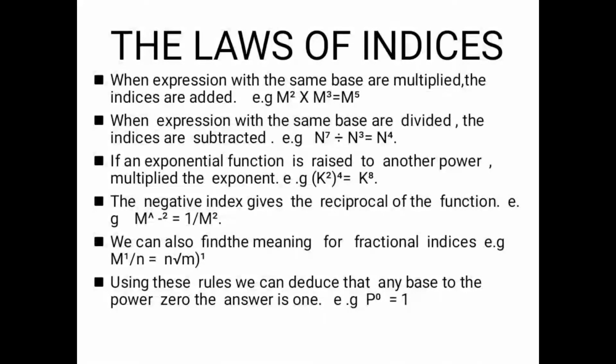The third law of indices. If an exponential expression is raised to another power, multiply the exponents. What does this statement mean? If the question is 2 to the power 2, in brackets, to the power 5, just multiply the exponents, 2 multiplied by 5, to get 2 to the power 10, alright? So here the example says, open brackets, k to the power 2, close the bracket, to the power 4. So we multiply the exponents, or the powers, or the indices, which is 2 times 4. The answer is 8. After that, the base will remain k, so k power 8.